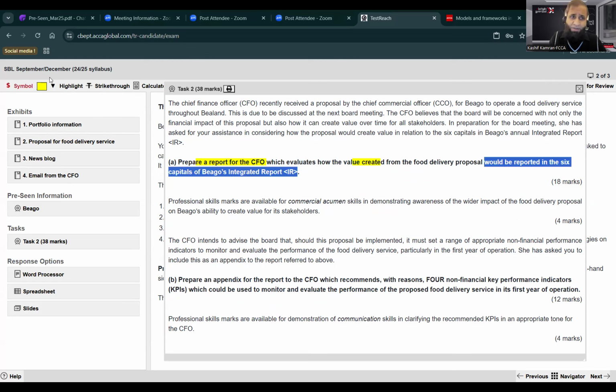Now, everyone's sure that we have to give the answer for 6 capitals. We need to link the financial capital with the value created. We need to link the manufactured capital. We need to link the intellectual capital. We need to link the human capital with the value created. So we have to give 6 capitals as headings. And under the 6 capitals, we need to link the information given about the food delivery proposal and how the value created by the food delivery proposal will be reported under the 6 capitals. Now we're very sure which model to use at the very upfront without even reading the exhibit. Is that clear to all of you?